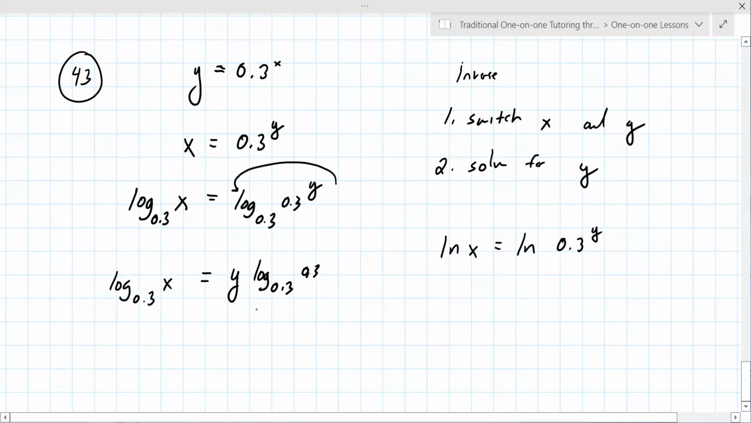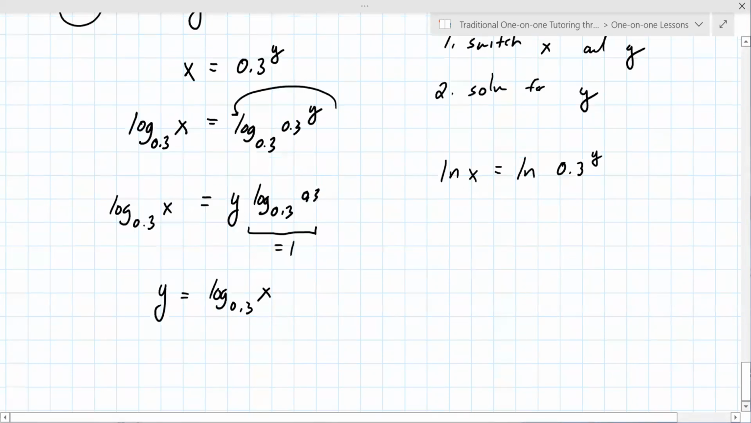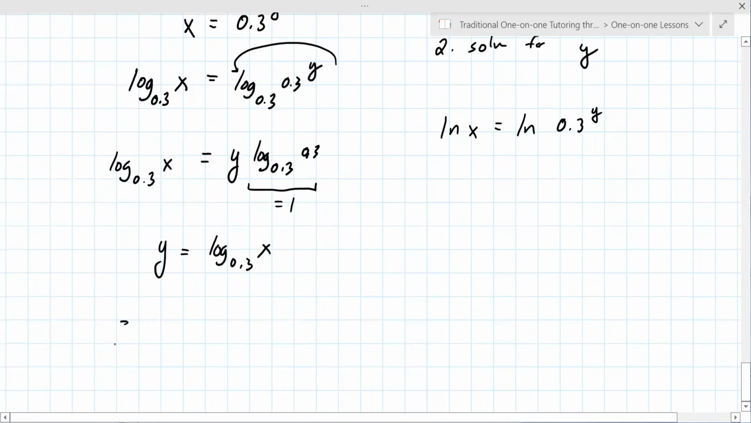So this right here is 1. So it's really just y equals log base 0.3 of x. And then it's kind of a step, but it's really just rewriting it. You say f inverse of x instead of y. It's kind of the final step, but it's not really a step. You're just rewriting this because it did ask for the inverse. Although it didn't give you a function to start, but so this is everything.